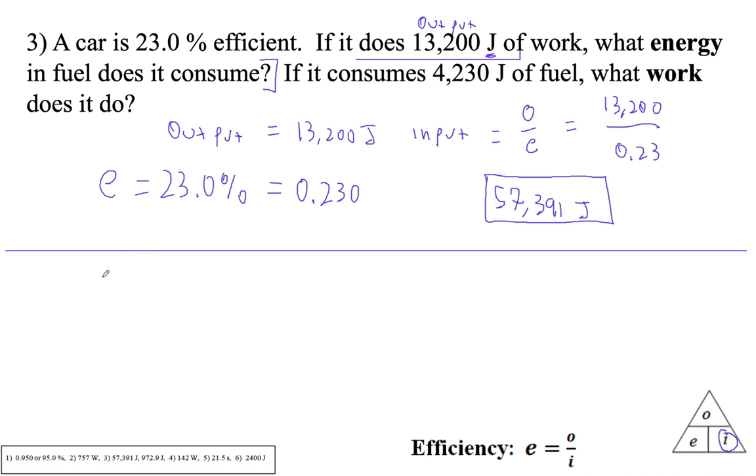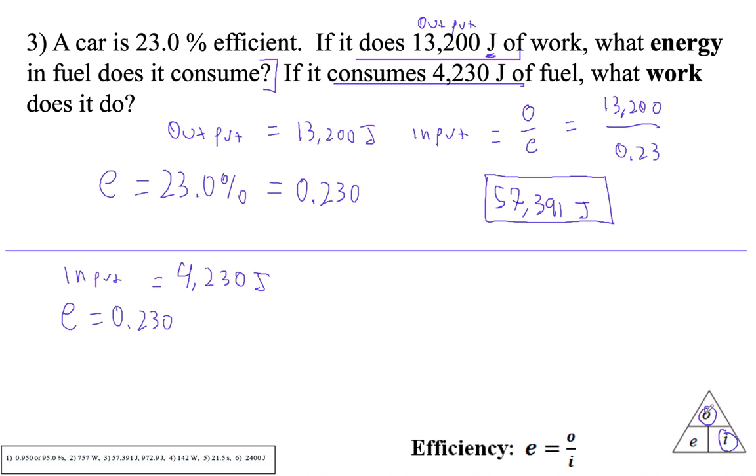So let's see, it consumes. So the efficiency is still 0.23. And now we're saying the input, right? So this consumes, that's our input. So our input is 4,230 joules, right? So now we're trying to find the output.